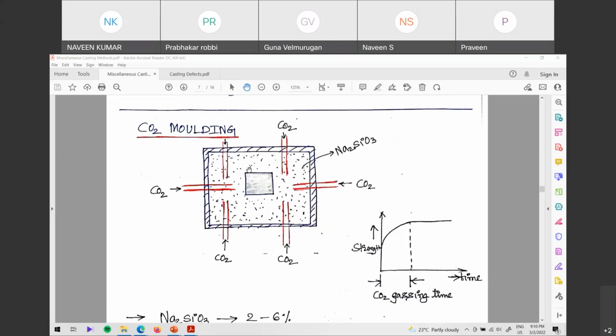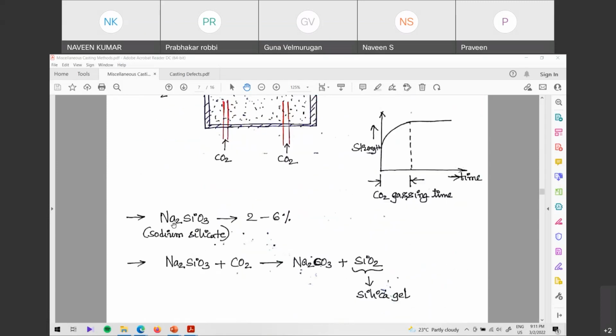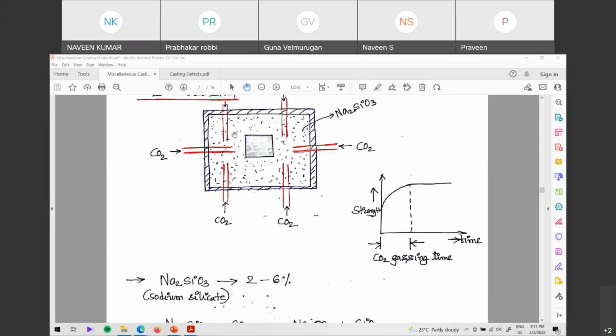There are 4 components in molding sand. So I'll tell the first one. First we have 70 to 80% of silica. Next Naveen, what is that? Okay, we'll add silica. Then of course we'll add some water. Very good. Then additives and binders. Excellent, Praveen and Naveen. Binders. So in that, we'll add this sodium silicate, that is 2 to 6% in the form of additives. Sodium silicate. And we'll mix it and then we'll ram it.